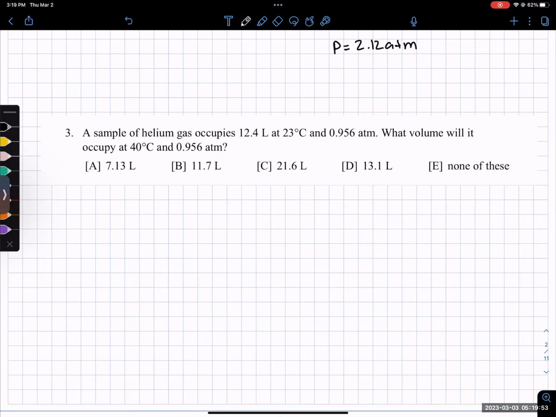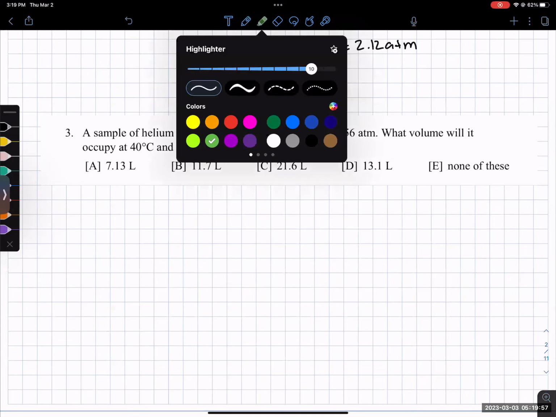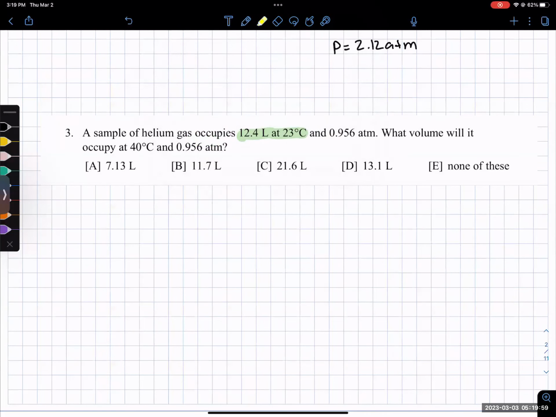A sample of helium gas occupies 12.4 liters at 23 degrees Celsius and 0.95 atmospheres. What volume would it occupy at 40 degrees Celsius and 0.95 atmospheres? What do you do? P1V1 over T1 equals P2V2 over T2.